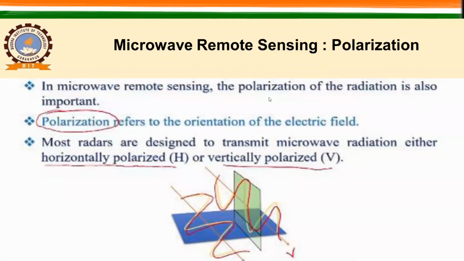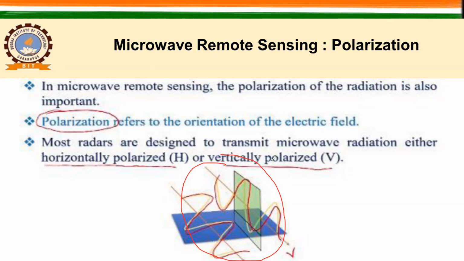Now let us see polarization, because polarization is quite an important term in microwave remote sensing. Here the polarization of the radiation can be used as an advantage. How? Let us first understand this term polarization. Polarization refers to the orientation of the electric field. You can see the electric field here.